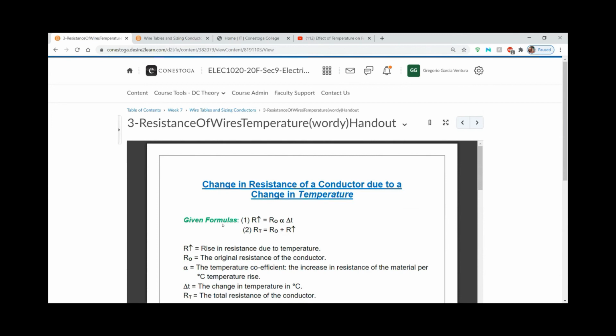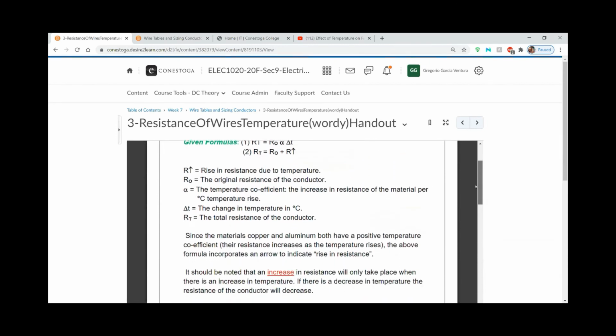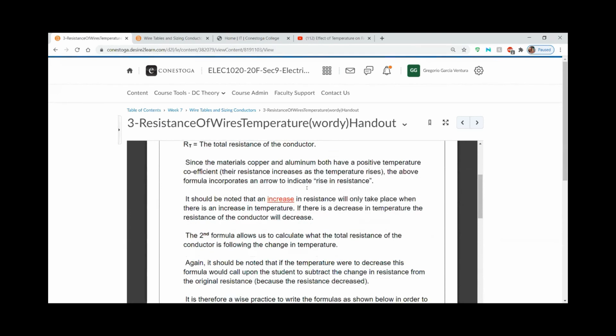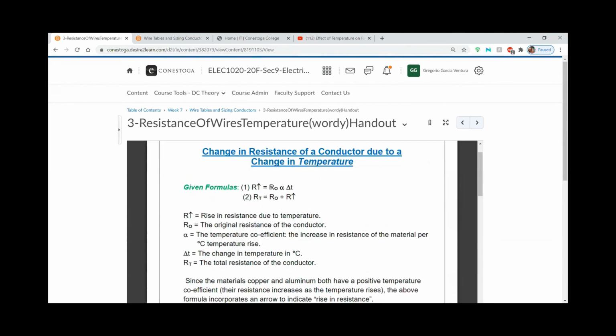Usually this is a topic that takes 2 hours to go through in college class. So for this topic, I'm going to be posting a video that I found on YouTube, and if you happen to have any questions about this, just let me know. In this instance, we have 2 different formulas that we are going to be using. These, with an upward arrow, mean the amount of resistance increase.